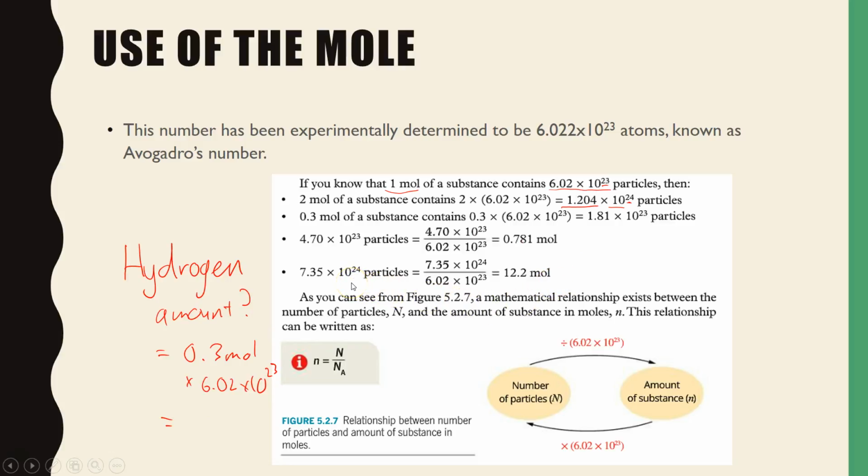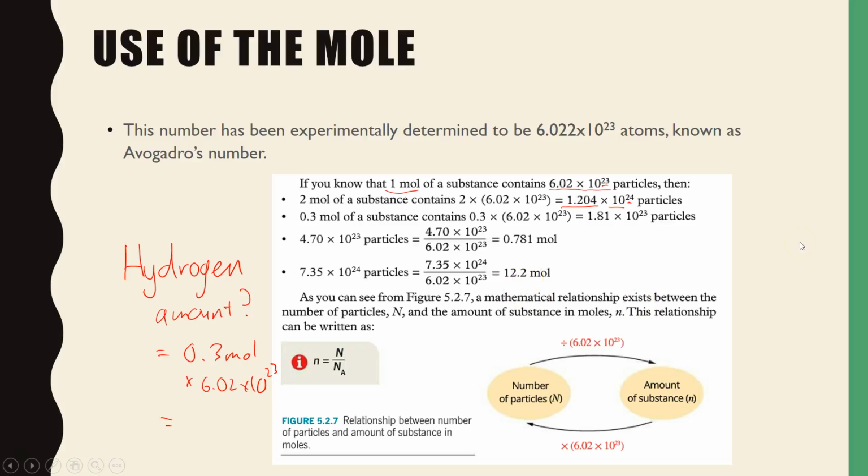Or if you have a number of particles and you want to work out the moles, so how much of that substance you have, you can use it for that too. You start with this many particles, and you know that in 1 mole there are this many particles, so you have this much of the mole. So you have 0.781 mole of a particular compound.